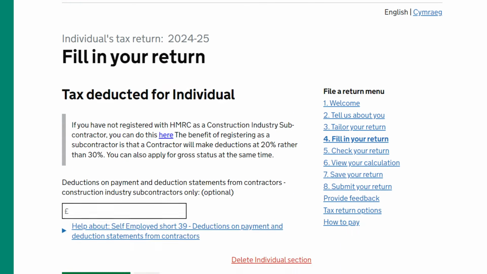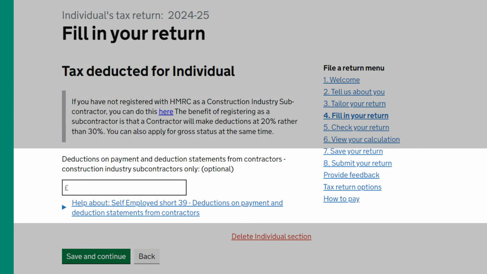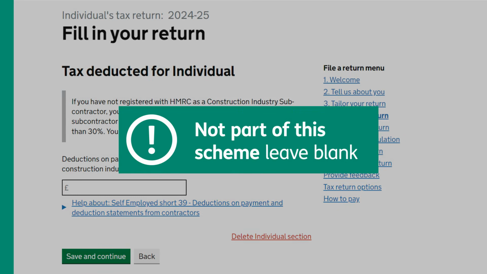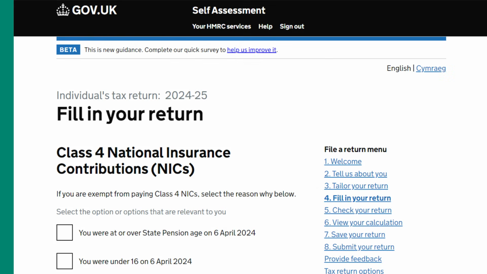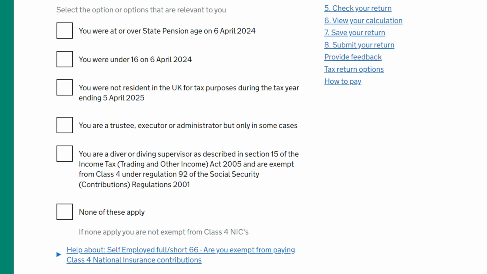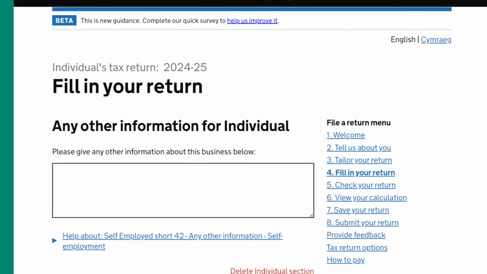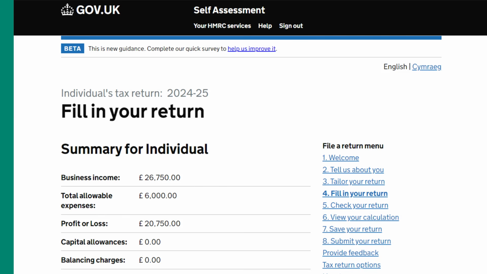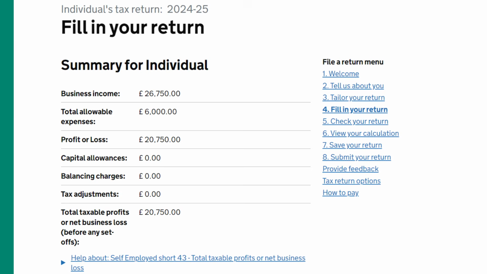Page 8 is for tax deducted from your gross pay by a contractor under the construction industry scheme. If you're not in the scheme, leave this box blank. On page 9, tell us about your Class 4 national insurance contributions. Use the Other Information box to tell us about anything you feel is needed to support your entries. Next, you'll see a summary page so you can check everything.